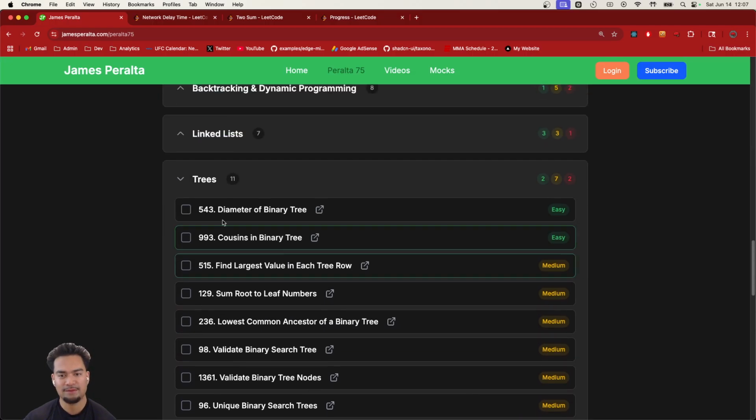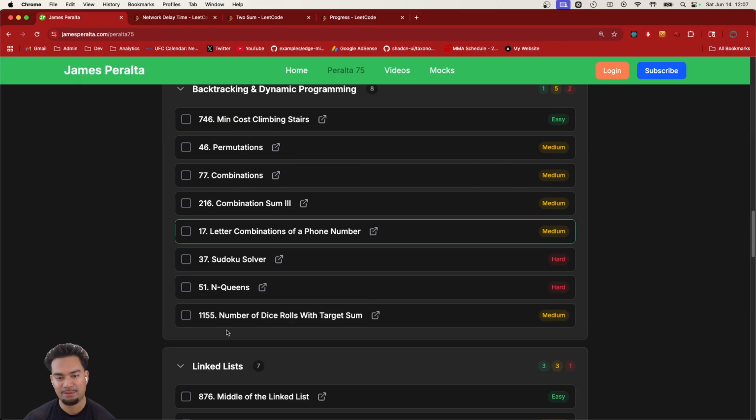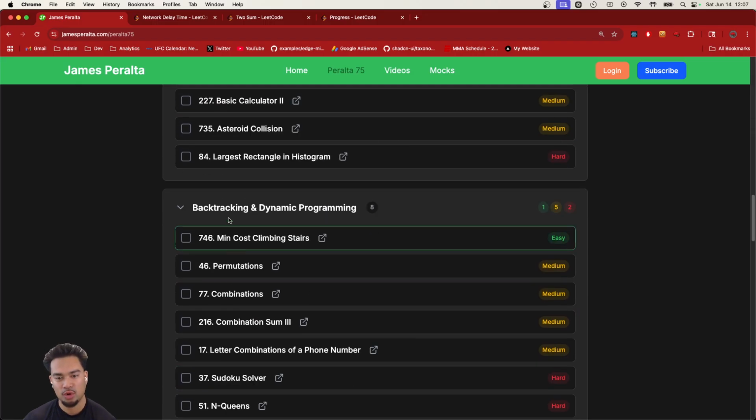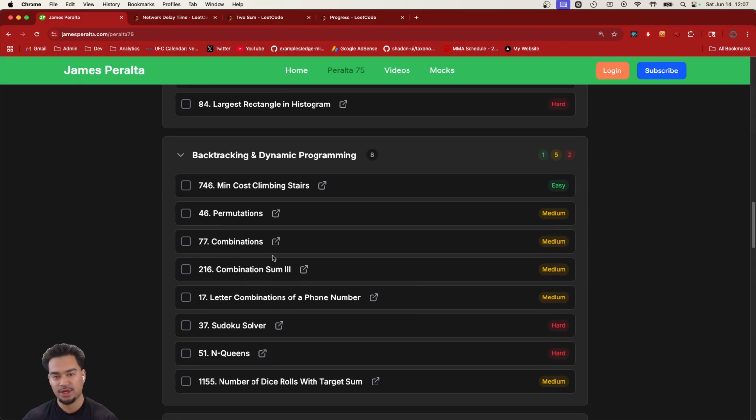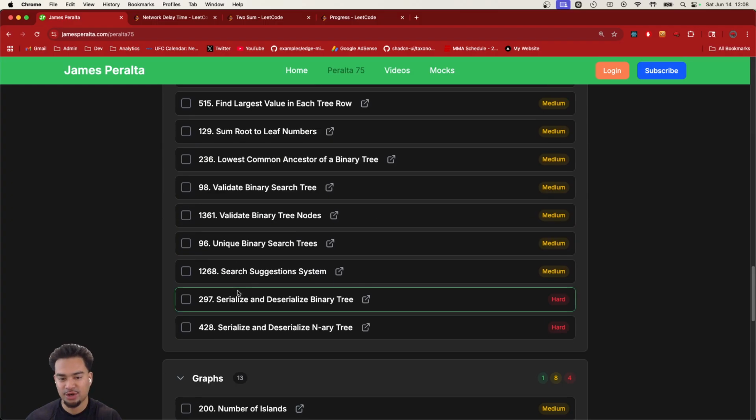So yeah, have a look at the list. I have arrays and strings. I have backtracking and dynamic programming. I group these together because backtracking is the prerequisite to dynamic programming. If you can't do backtracking, you won't be able to solve dynamic programming, because dynamic programming is just backtracking, but you add caching to avoid following recursive subtrees. So, linked list, classic, trees and graphs, these are classic.